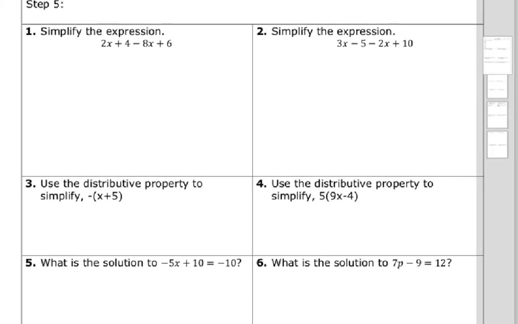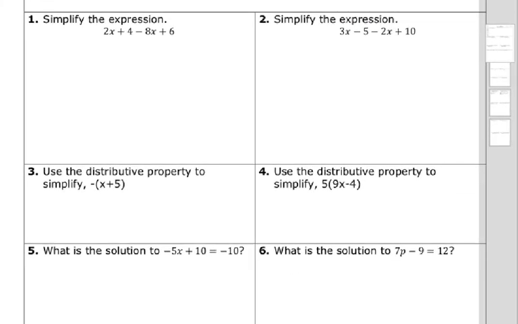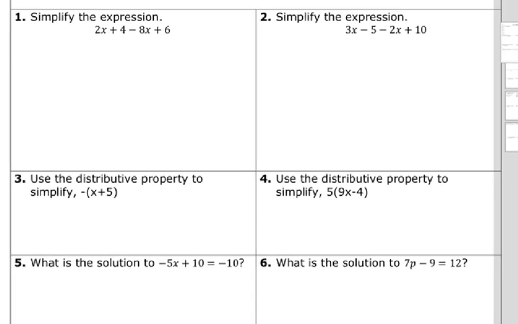Okay, so again, we're just doing the odds, which are the left side of this worksheet. So we're going to start with number 1. What you notice about number 1 is it says simplify. It does not say solve. There's no equal sign. So we're not going to move things left and right across the equal sign. All we are doing is simplifying.